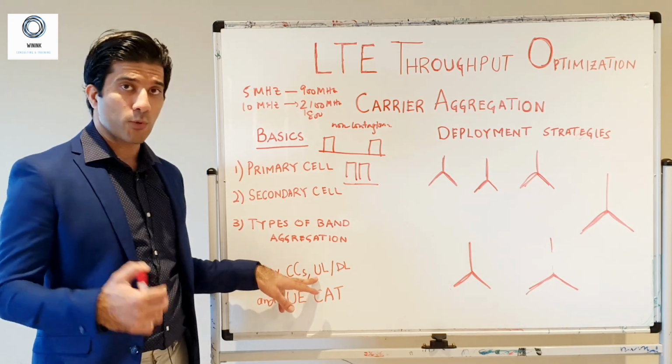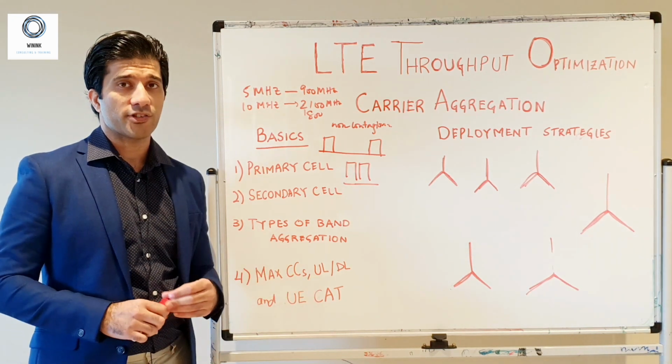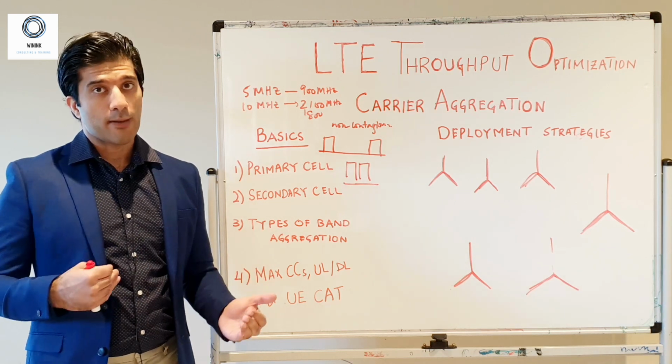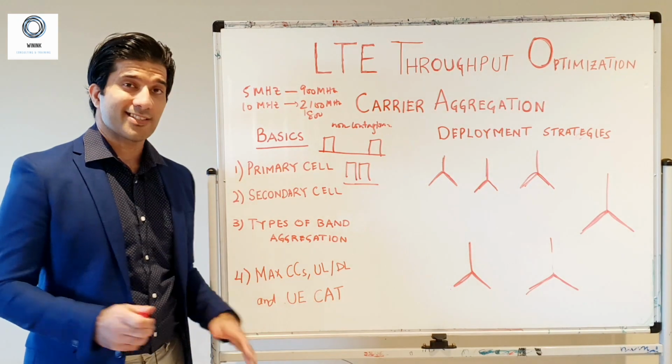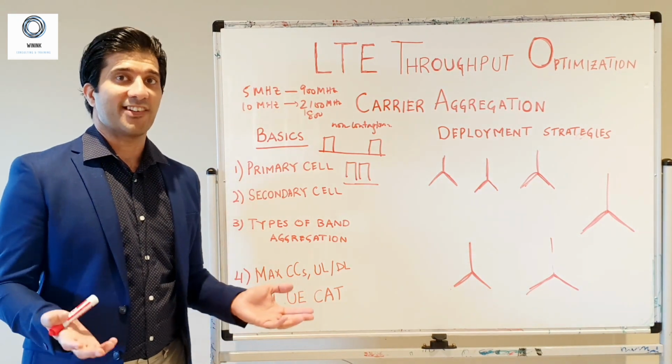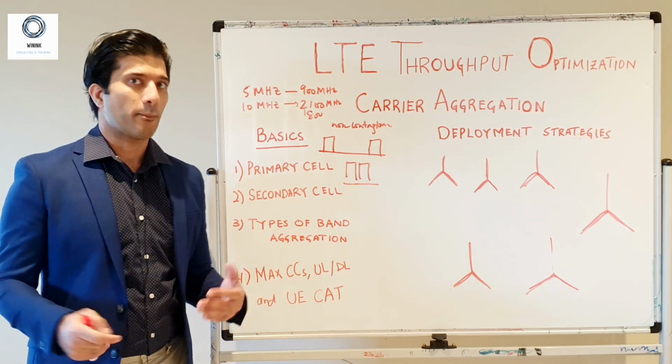Then, carrier aggregation can be done in both uplink and downlink, but you need to remember one point: the number of component carriers in downlink is always greater than or equal to the number in uplink.